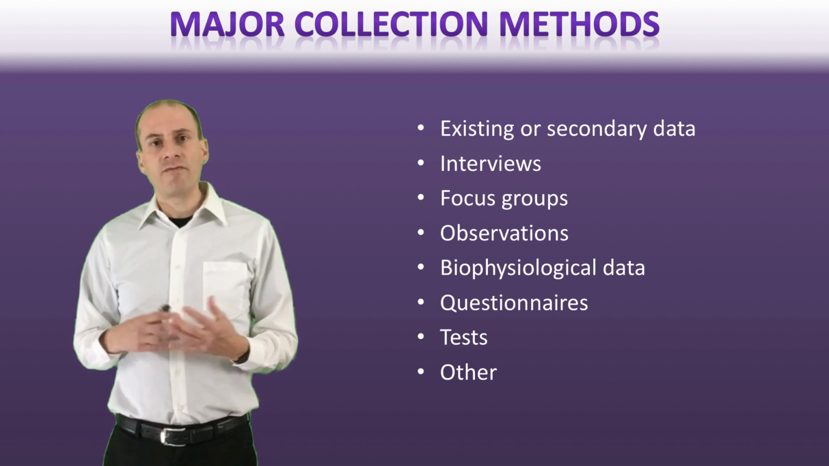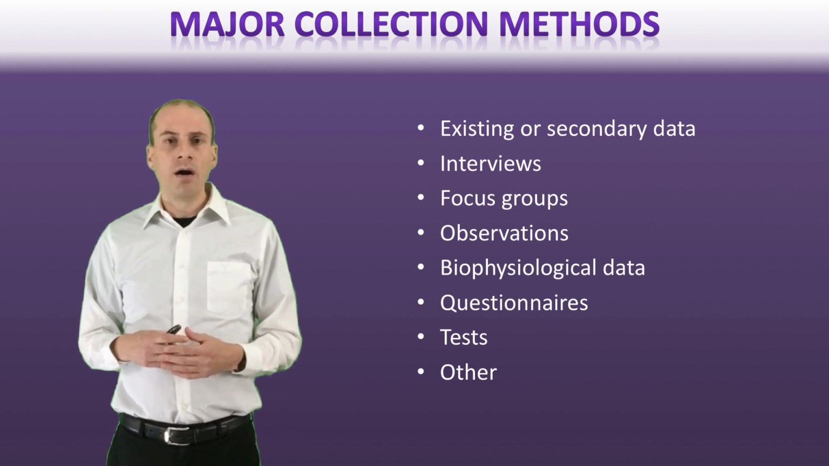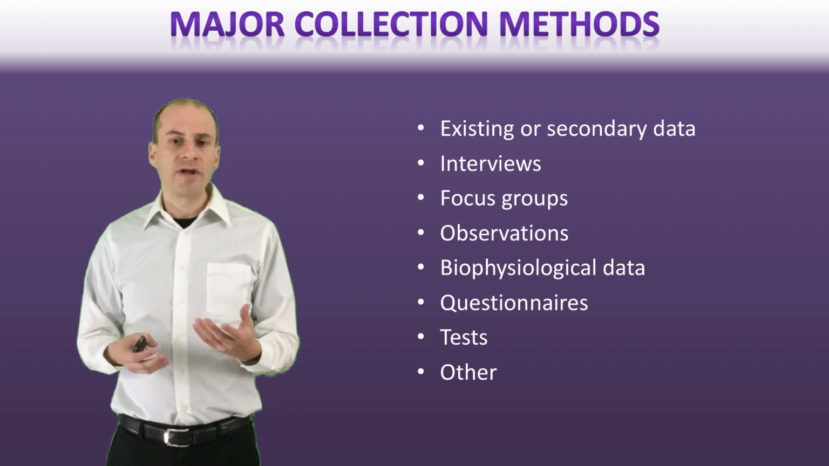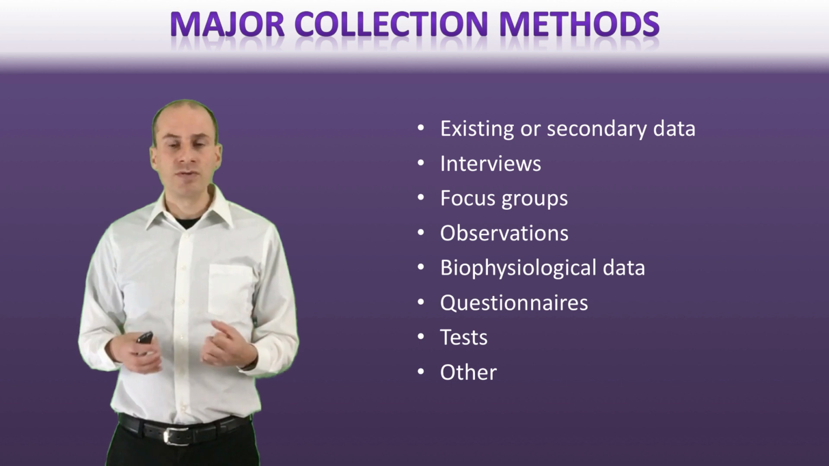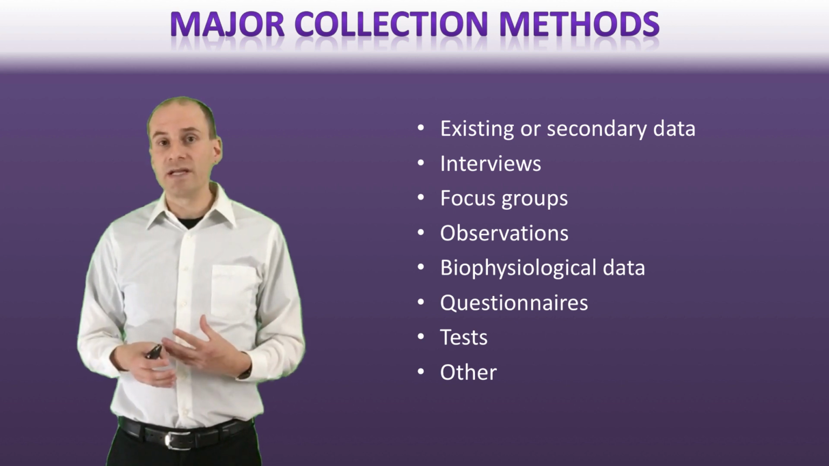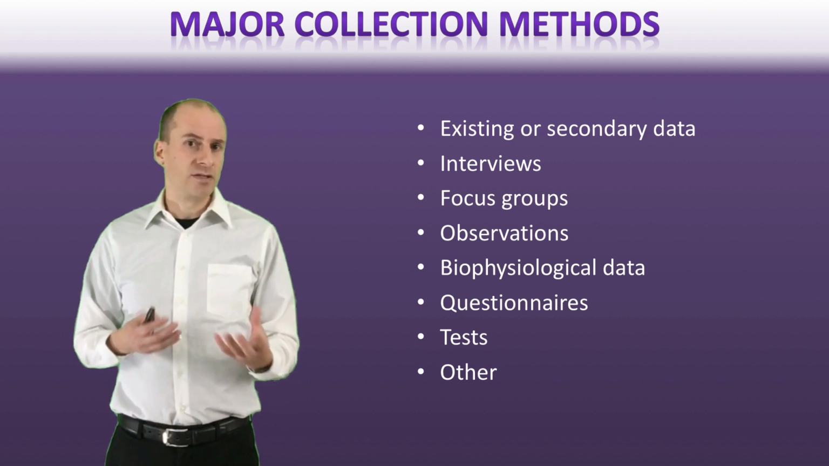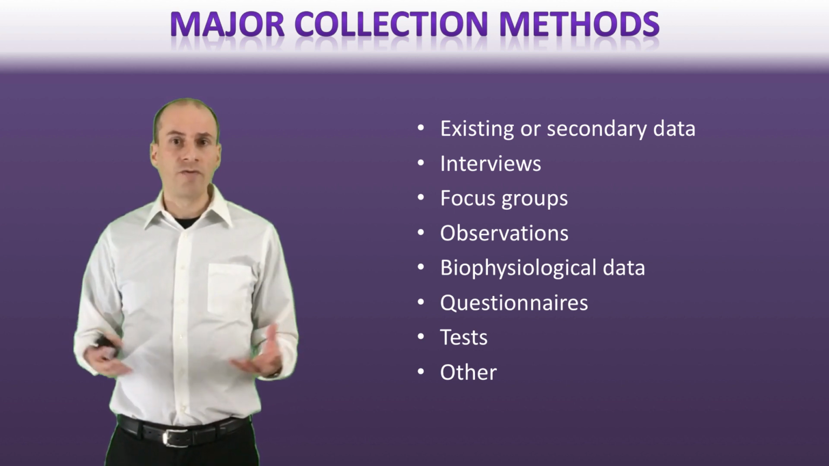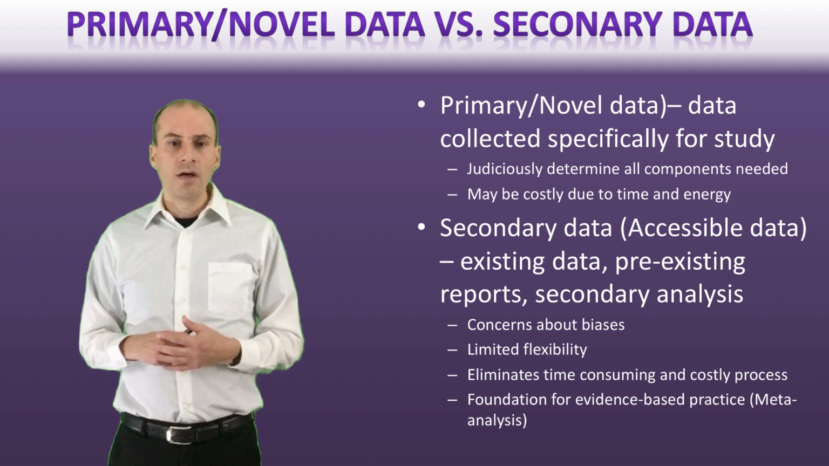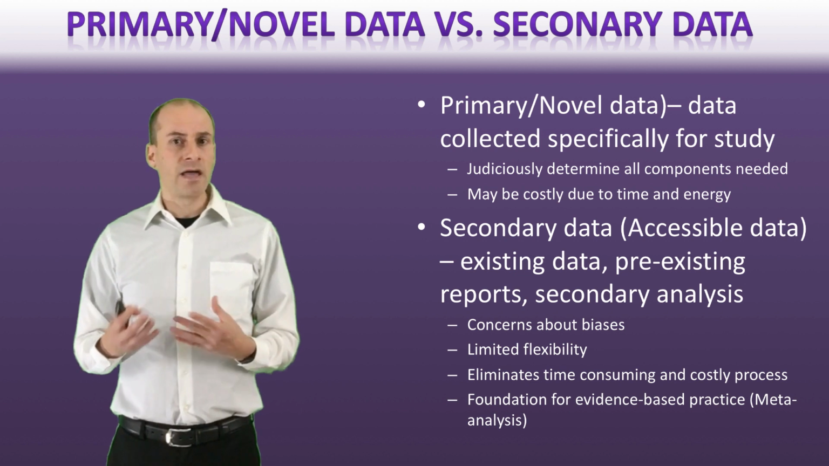All right, so what are some different types of data collection approaches that one might think about? I'll talk a little bit about existing versus novel data, primary data versus secondary data. I'll talk about interviews, focus groups, another strategy that's used a lot, observations, biophysiological data, very useful, then questionnaires, tests or validated survey tools, and then this general category of other, which has many different strategies for doing this.